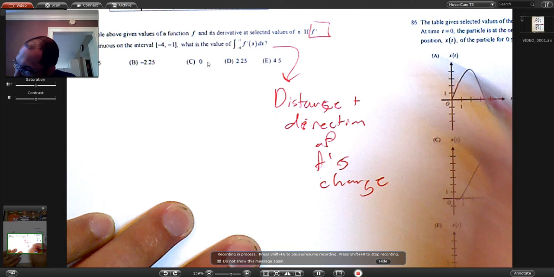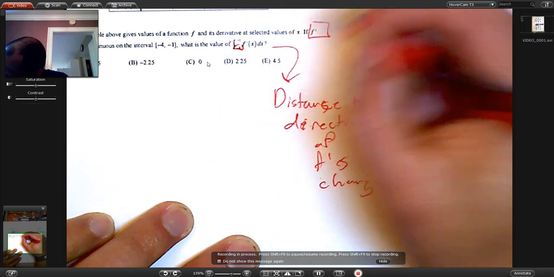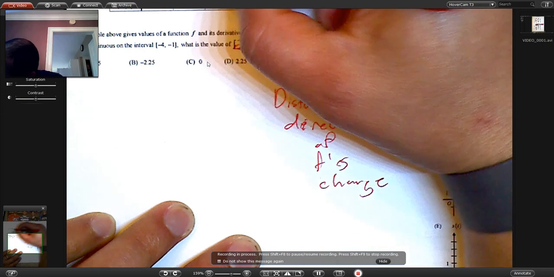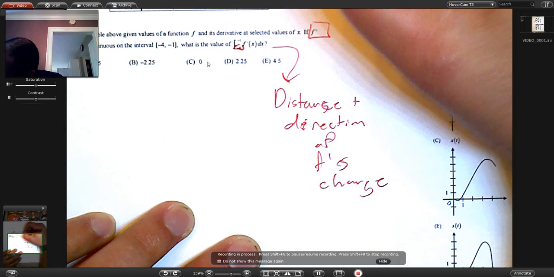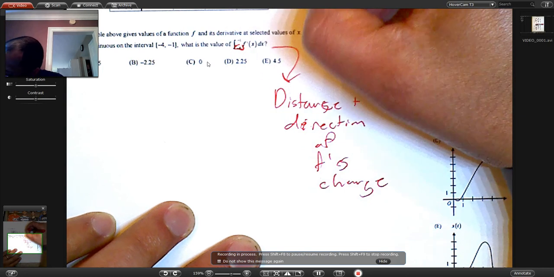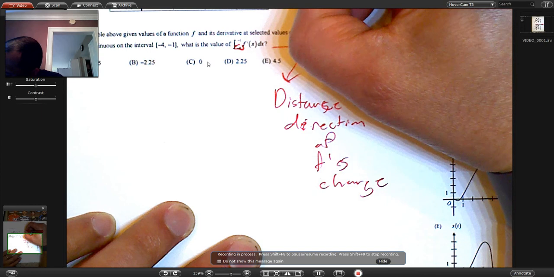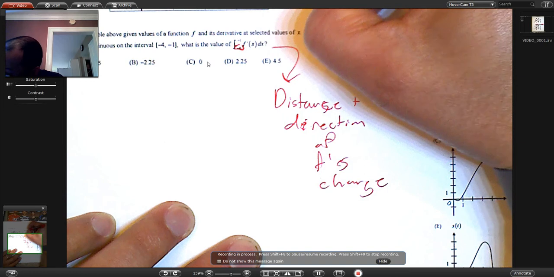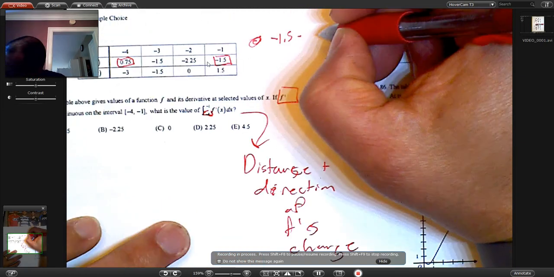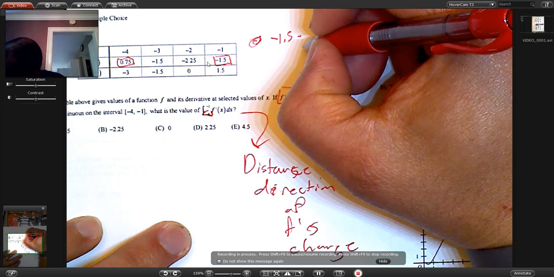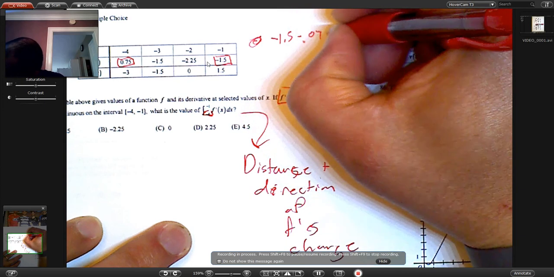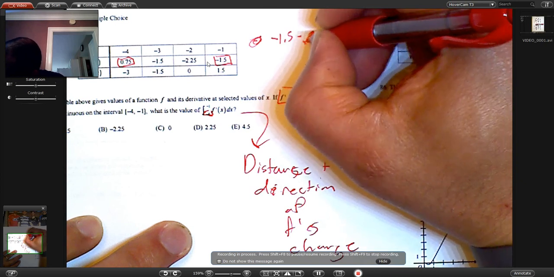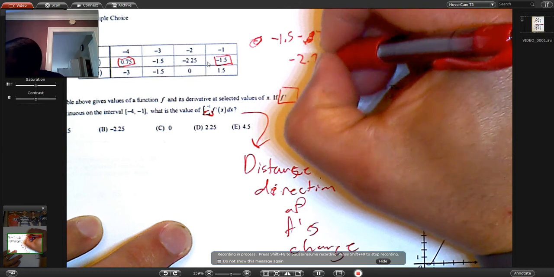So where is f at negative 4? So at negative 4, f is here, and then at negative 1, f is here. So what is the net change? It went down, so basically negative 1.5 minus 0.075. You know what I mean. But that ends up being negative 2.25. Okay.